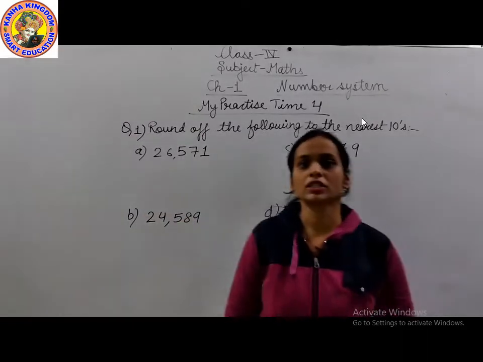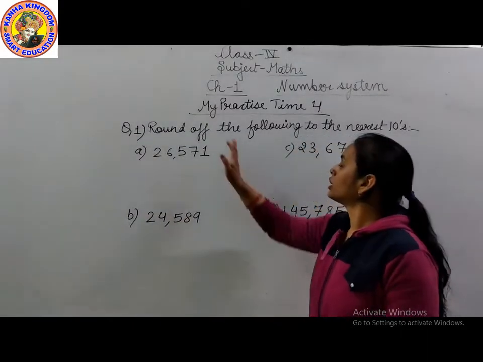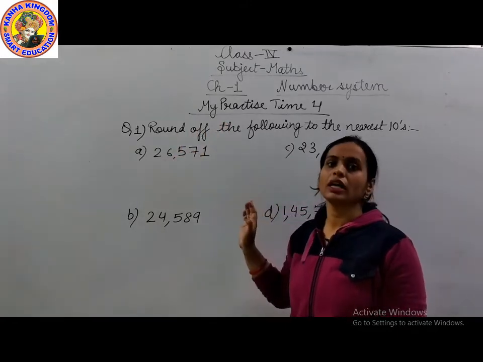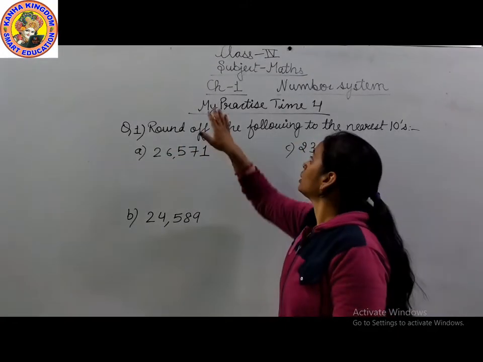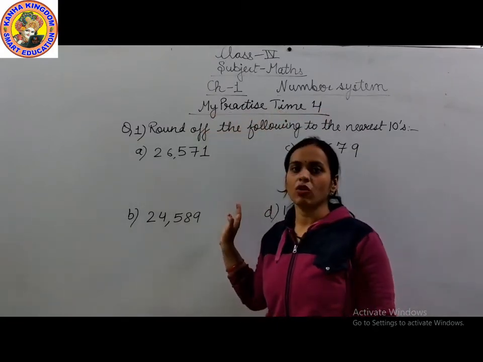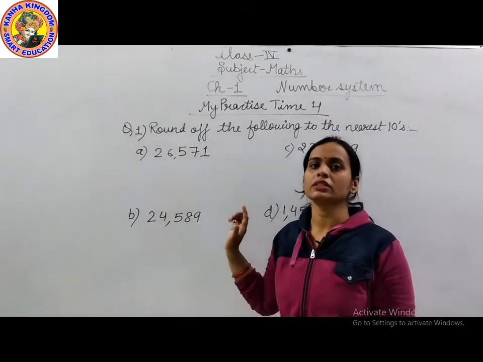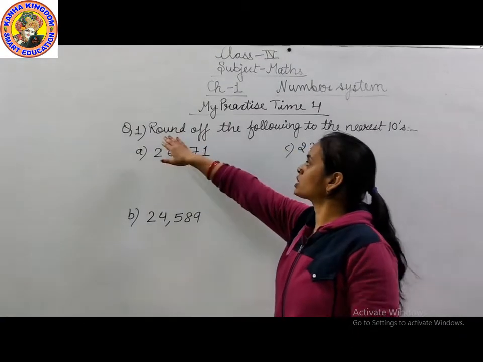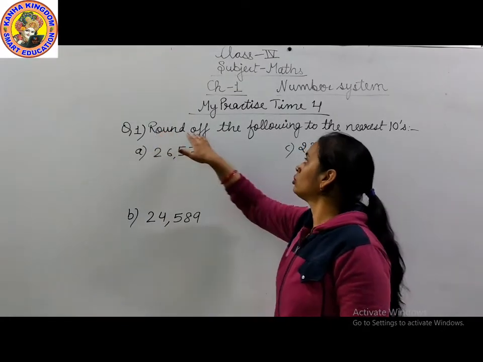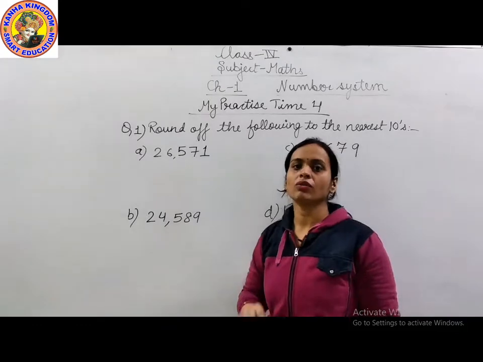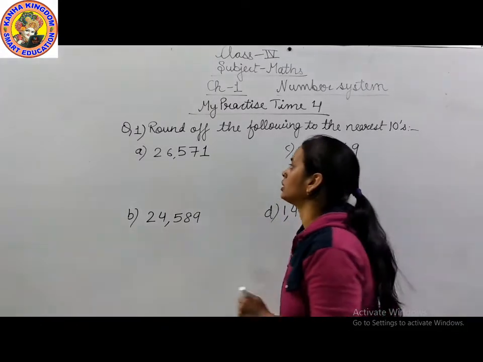Good morning, students. Today we study rounding off numbers. In rounding off numbers, my practice time 4 (MPT4) is based on rounding off to the nearest 10, 100 and 1000. So the first question of MPT4 is: round off the following to the nearest tens.